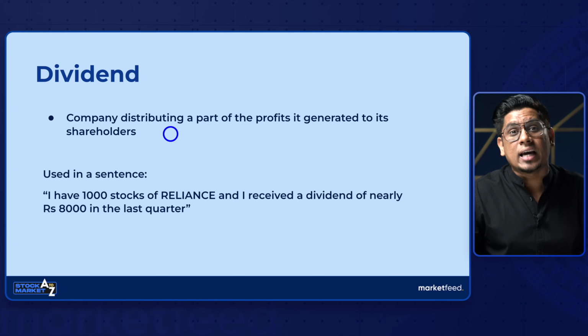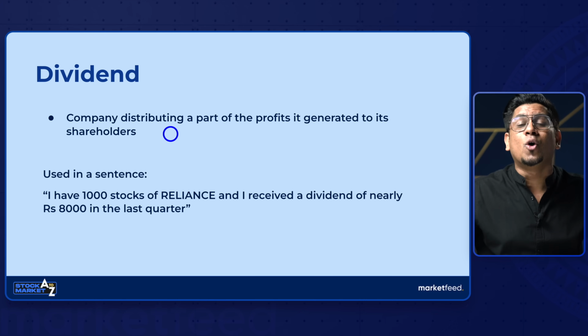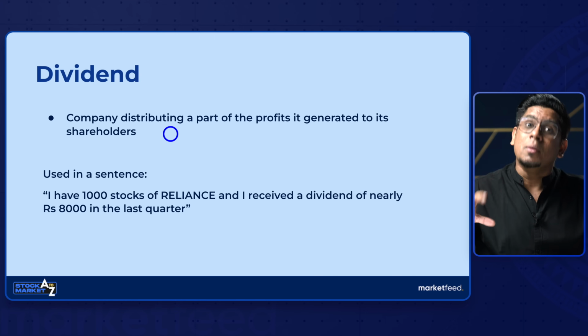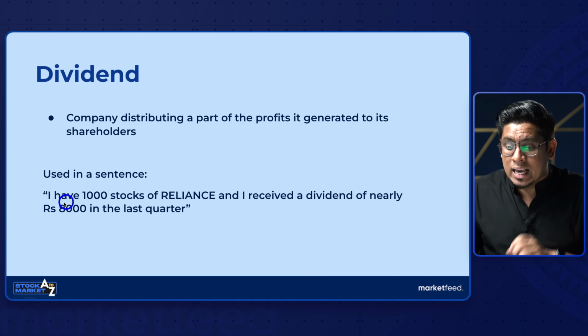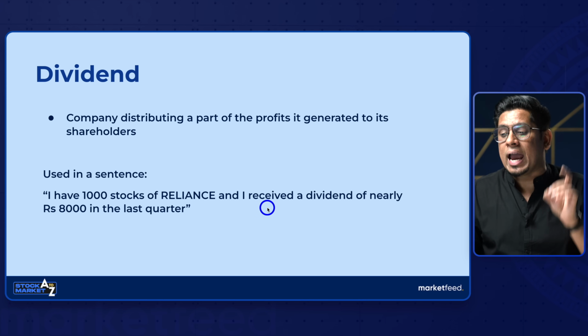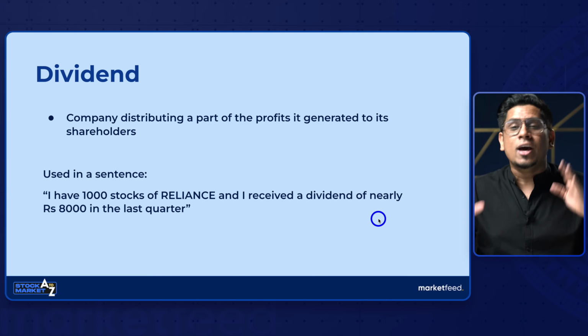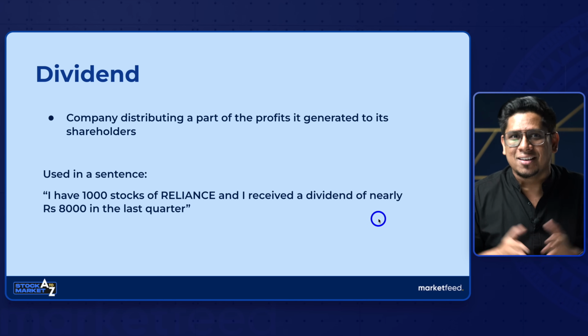Maybe the company can even decide we are not giving dividend at all this year. We are planning to use this 1 lakh crore completely for making the company even better. So it is up to the company. Used in a sentence as, I have 1,000 stocks of Reliance and I received a dividend of nearly rupees 8,000 in the last quarter. Amazing, right?